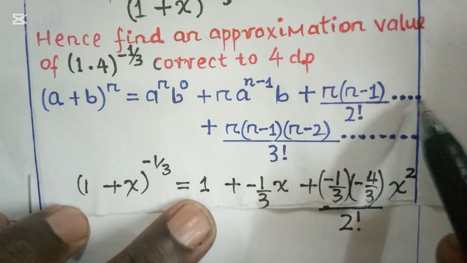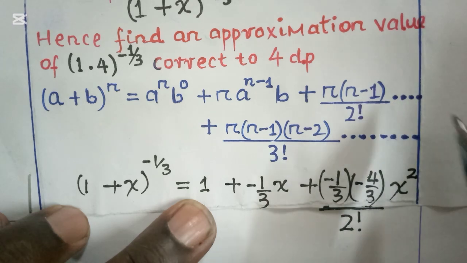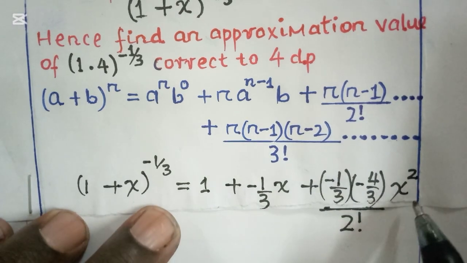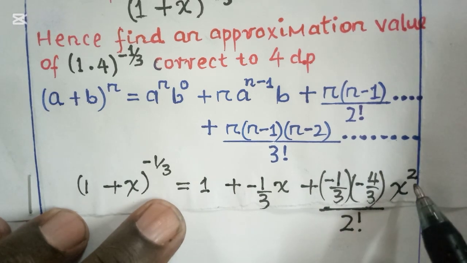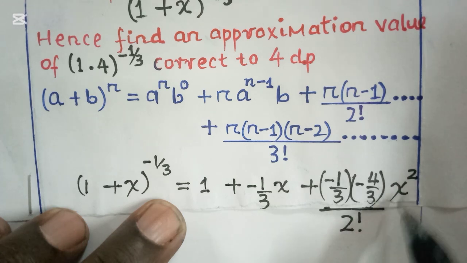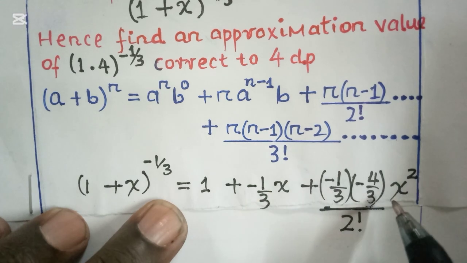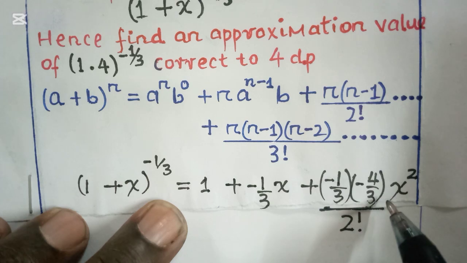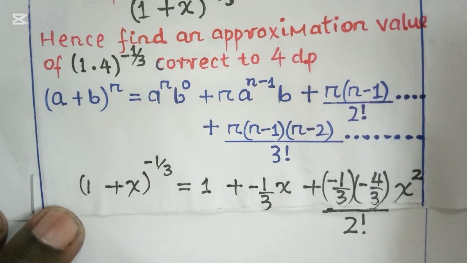I have written dots to show that it's a continuation. But now it continues to be x squared. And that's how you know it's x squared, guys, you look at this. If it is 2 factorial, our x is raised to 2. While our a would have been raised now to minus 4 over 3 minus 1. And so guys, that's how it happens.